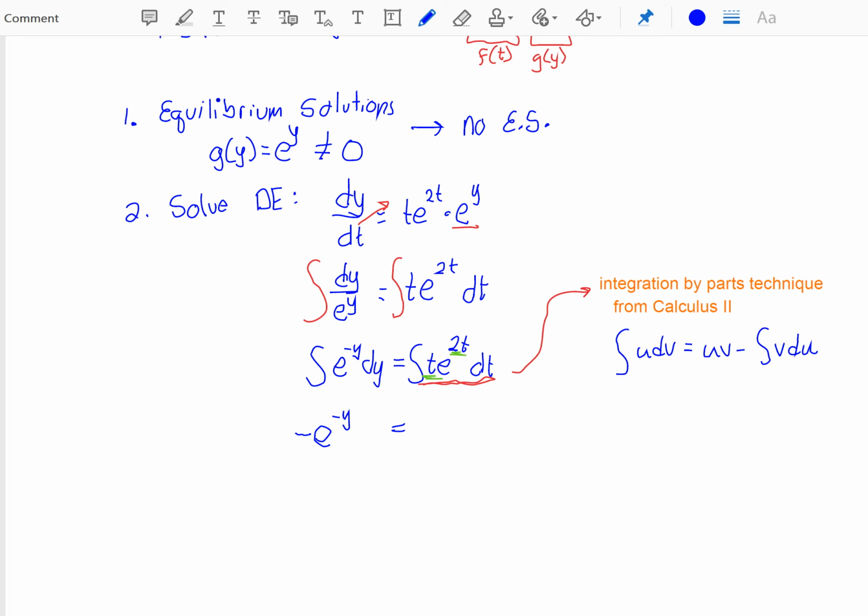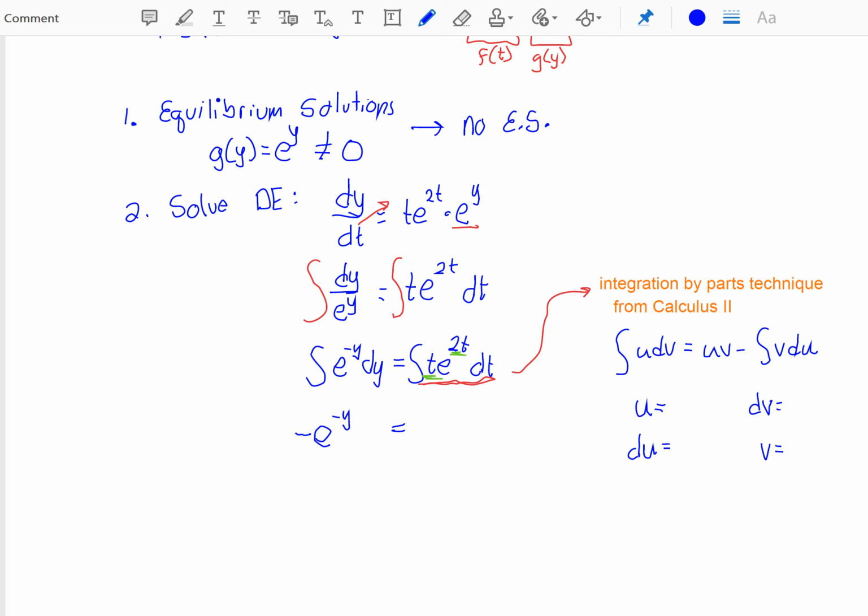However, actually, when I remember doing Calculus 2, I didn't start here. The way I remember doing integration by parts is I start by determining what my u function is going to be, and what my dv function is going to be. Then we differentiate to find du, and we integrate to find v. This is going to give us all the components we need for our formula.